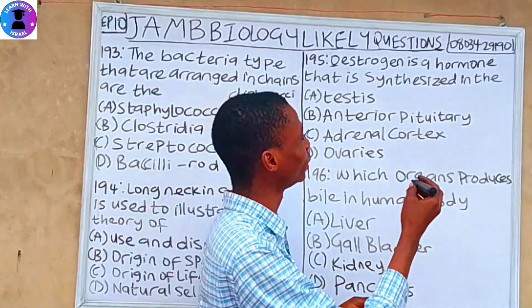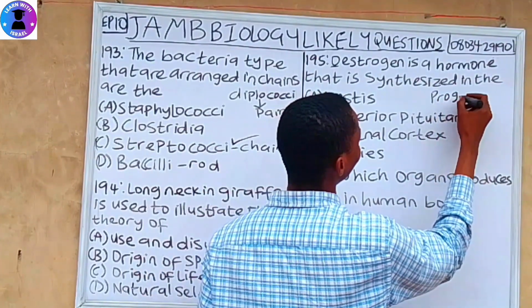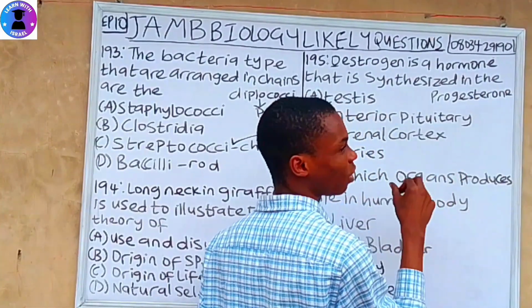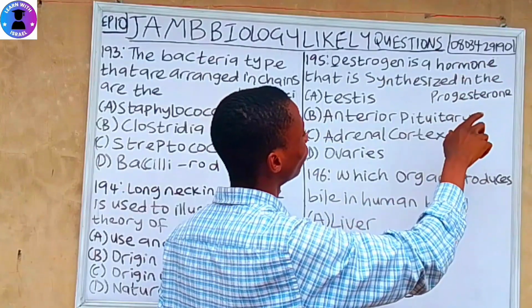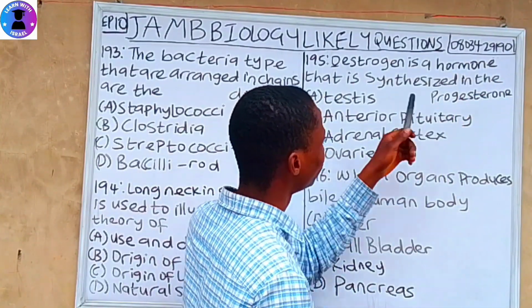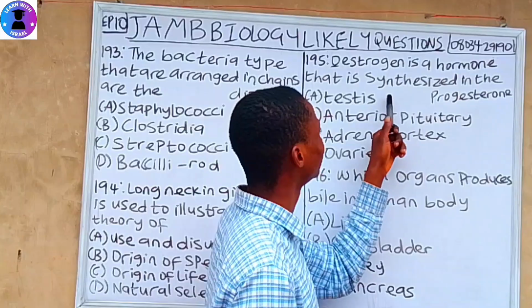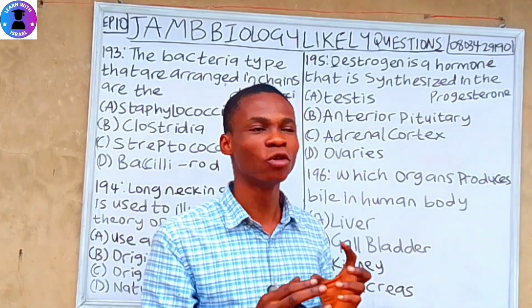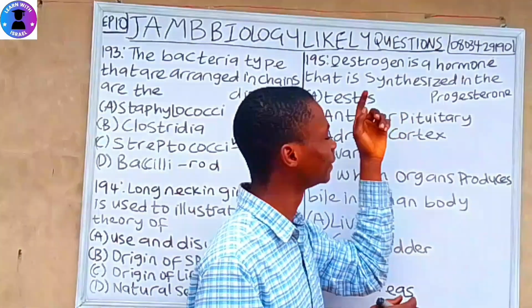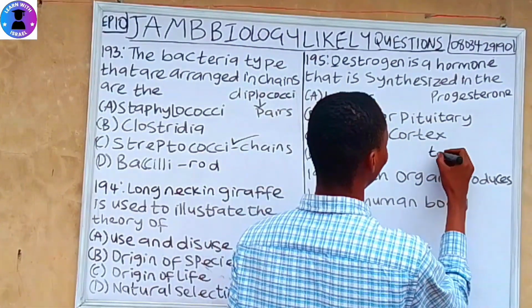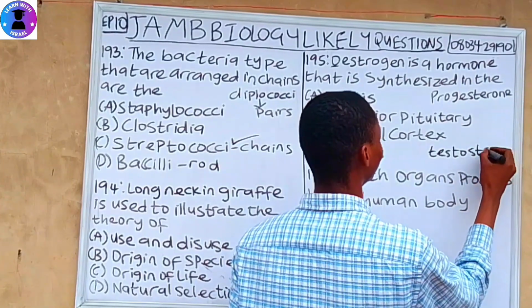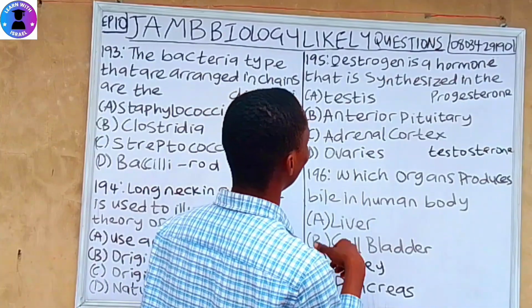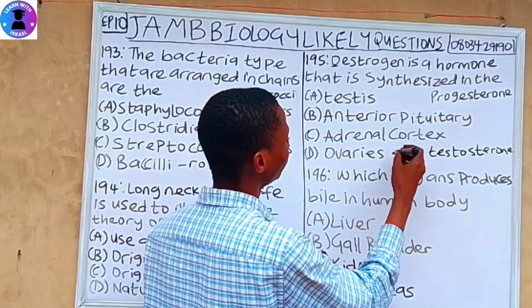And we also have another hormone which is progesterone. And this progesterone is a female hormone which is being synthesized by the ovaries. And the testis synthesizes male hormone, and the example of male hormone that the testis synthesizes is testosterone. So let's move to the next question. The correct answer for 195 is ovaries.